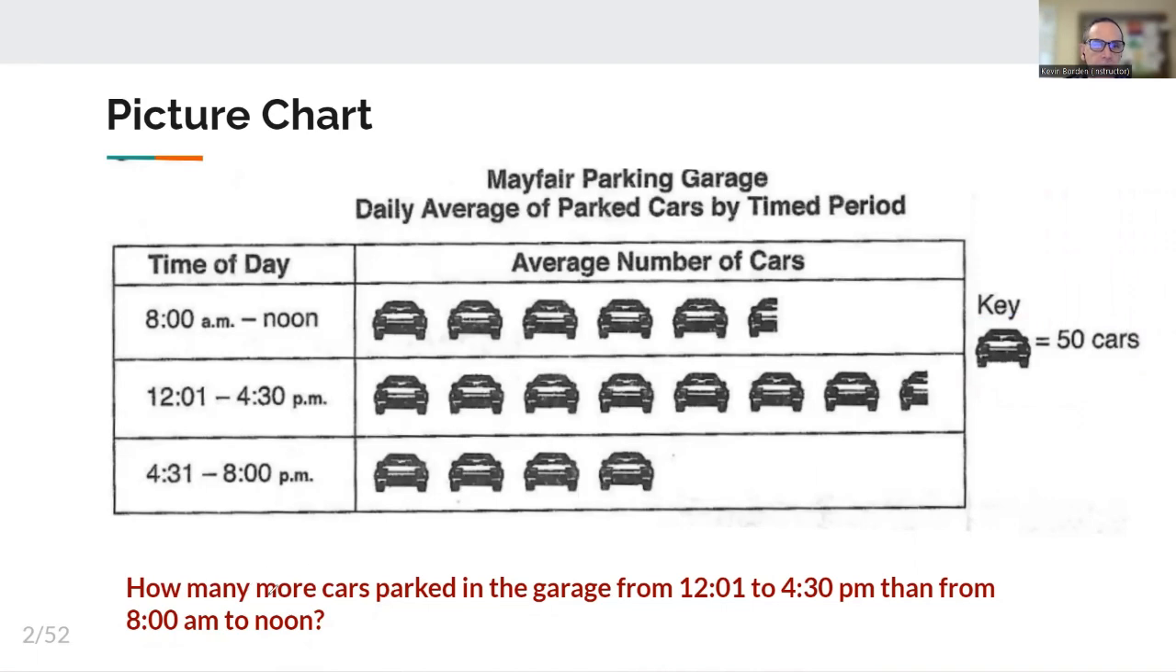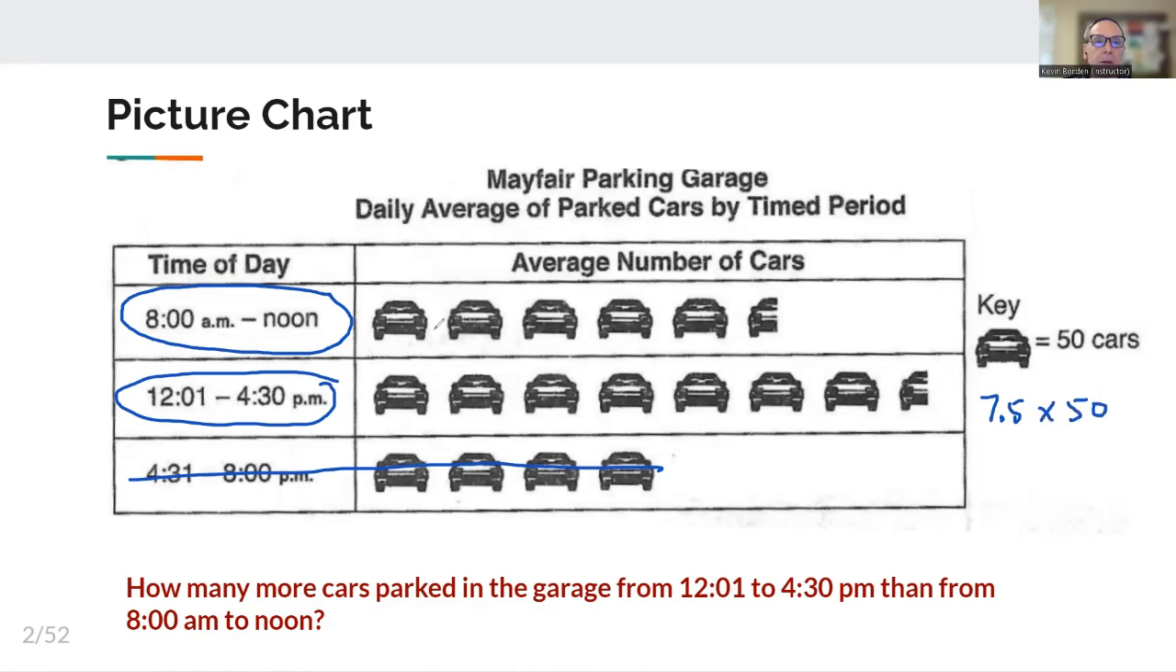So we need to do a little bit of a conversion to work with a chart like this. Here's an example of a kind of question that you might be asked. How many more cars parked in the garage from 12:01 to 4:30 than from 8 a.m. to noon? So we're talking about these two groups. We're not talking about this group at all. So we might say there's 7.5 times 50 cars in this group, and 5.5 times 50 cars in this group. And then we would do that math.